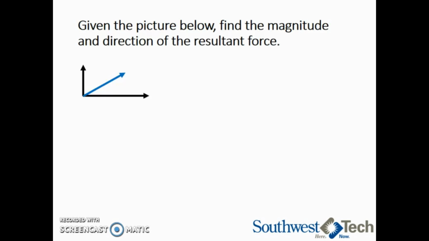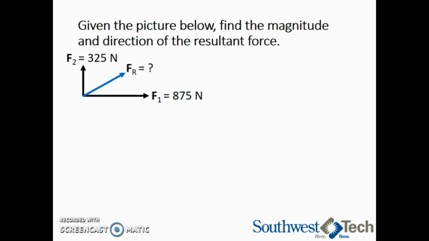This video is going to go through an example of finding the magnitude and direction of a resultant force given two forces acting at a point. Given the picture shown, we need to find the magnitude and direction of the resultant force. We see that F1 is acting due east, or strictly in the positive x direction, at 875 newtons, while F2 is acting due north, or strictly in the positive y direction, at 325 newtons.